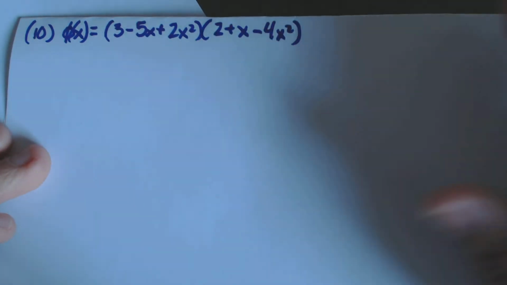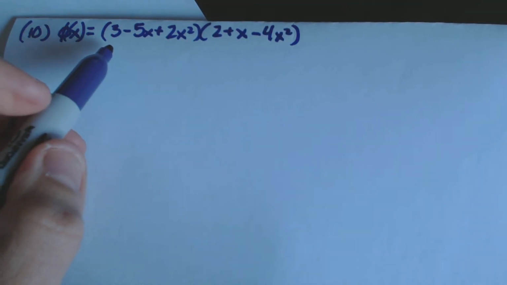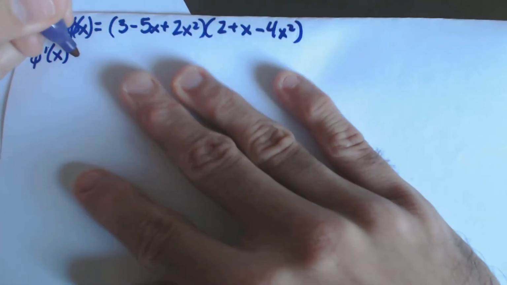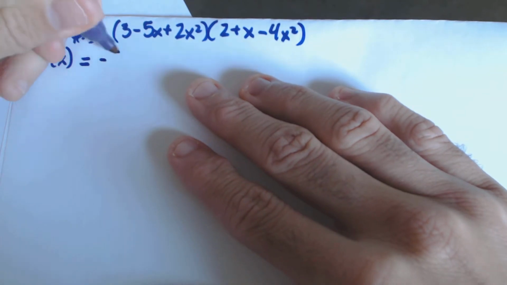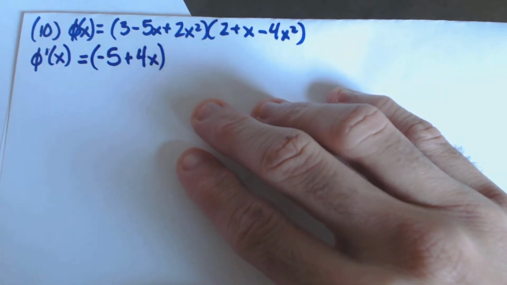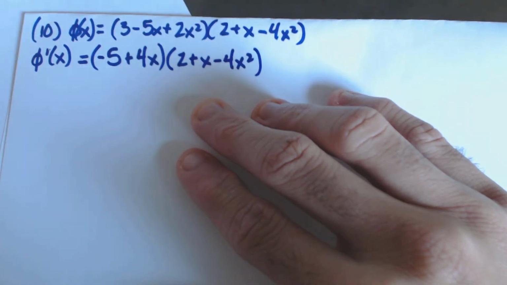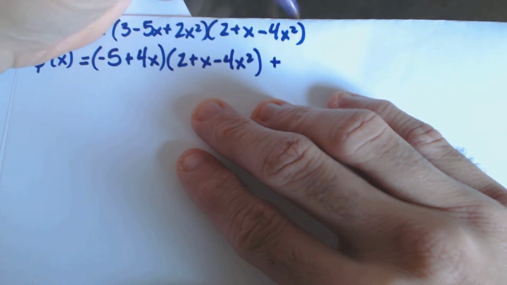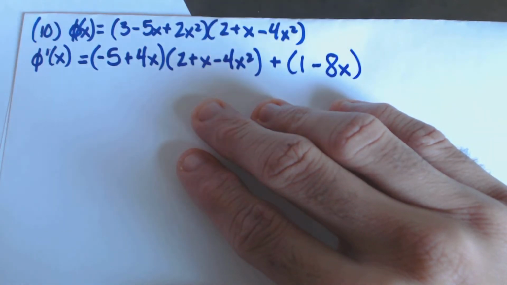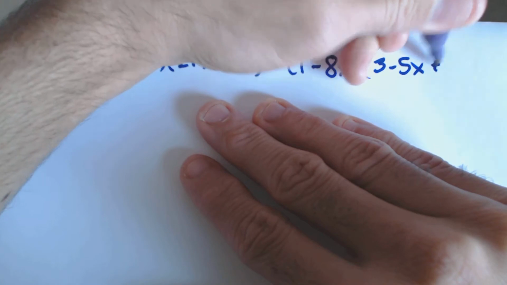So this problem, you can see the two terms are complicated enough where it is worth your time to apply the product rule rather than just multiply out. So let's do that. The derivative of this function is going to be the derivative of the first function, which is negative 5 plus 4x, times the second function, which is 2 plus x minus 4x squared, plus the derivative of the second function, which is going to be 1 minus 8x, times the first function, which is 3 minus 5x plus 2x squared.